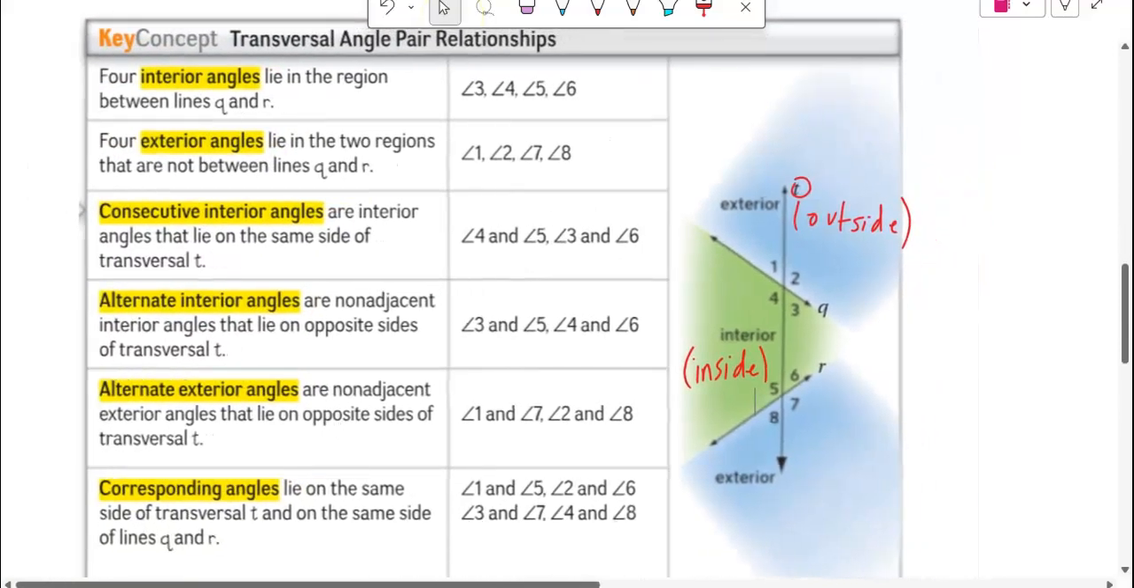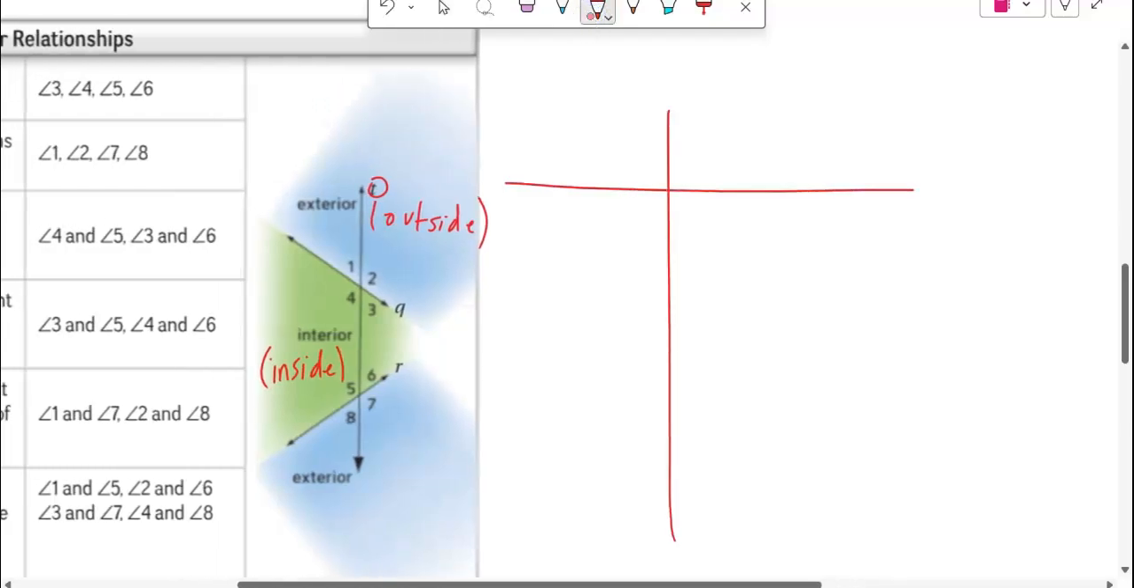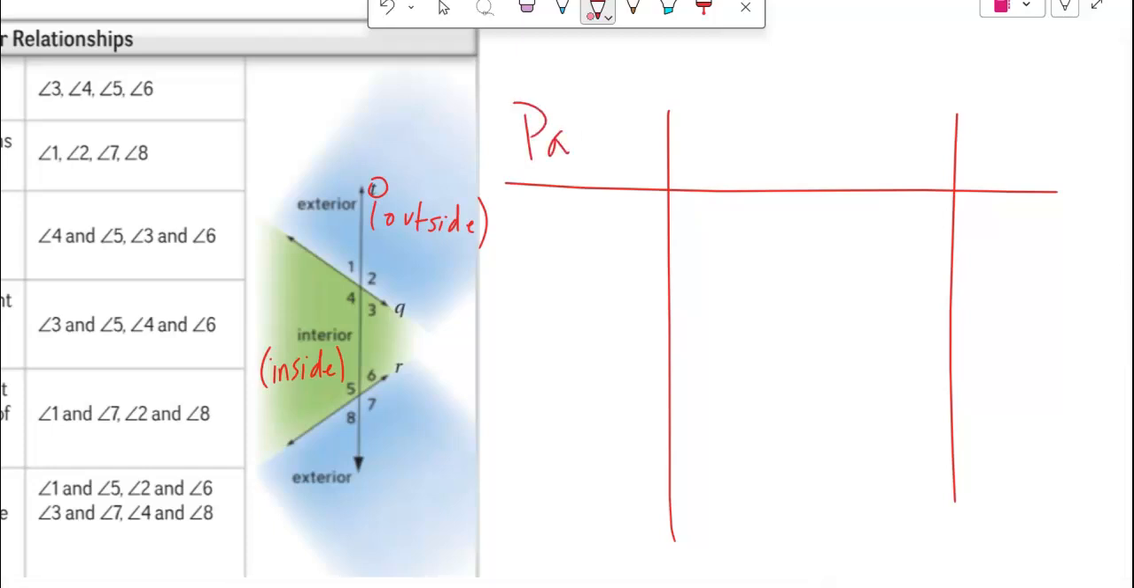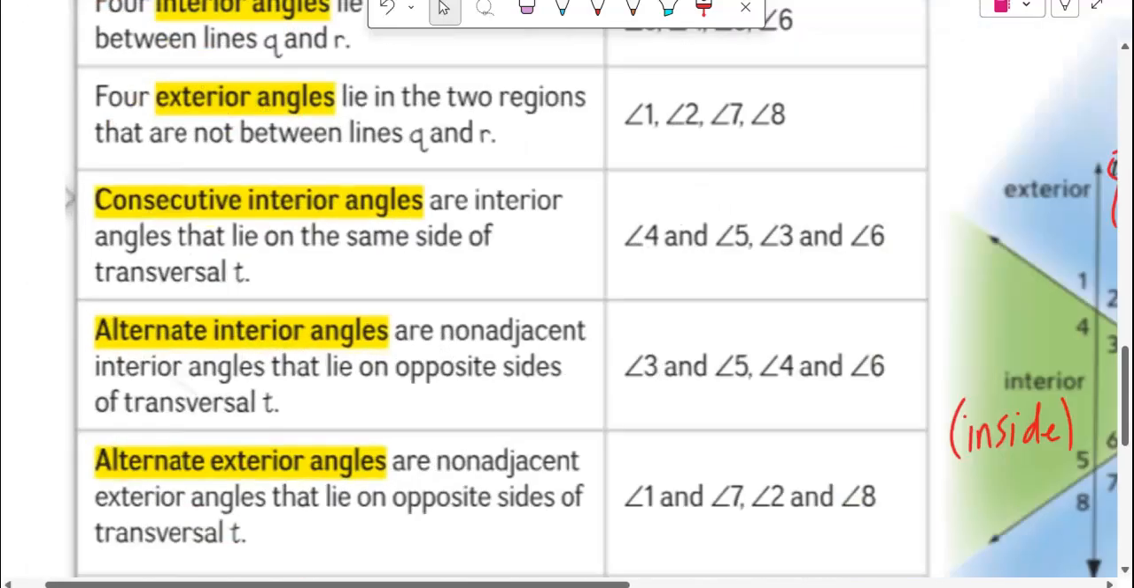I want you guys to make a table. You do not need to write anything else other than what's highlighted in yellow. So if I'm making this table here, column 1 is going to be the angle relationship or the angle pair. And then column 2 are going to be the actual angles themselves from the picture. And then we'll get to column 3 later today. But it's just like this right here.